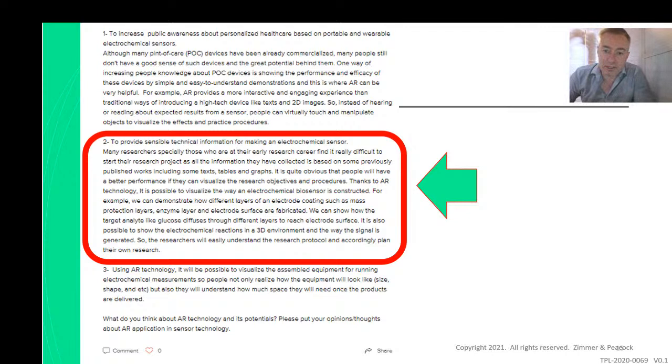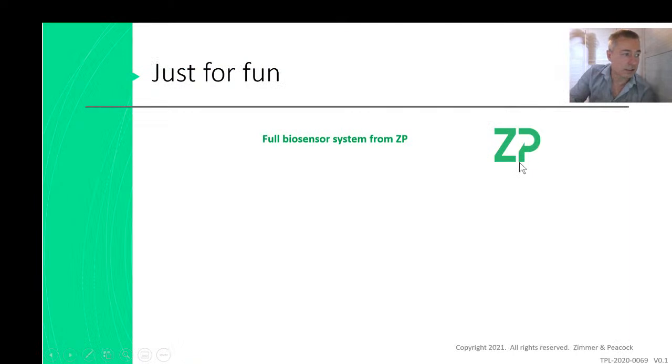So I thought that was nice. Augmented reality looks cool, but the question is, what can we use it for to add value to people's experience? Something like a glucose sensor is fairly complicated. It's not clear when you look at a glucose sensor how it works or how it's constructed. So we could make augmented reality around that, and I thought that was a nice place to start. I do appreciate the thoughts around that.